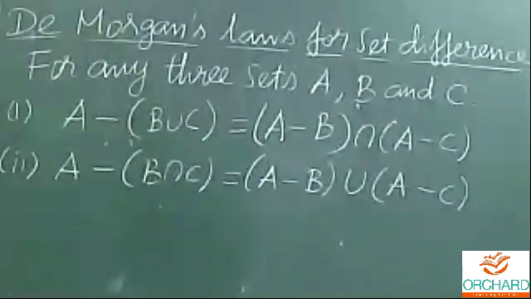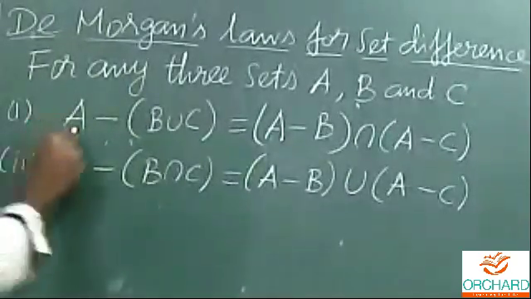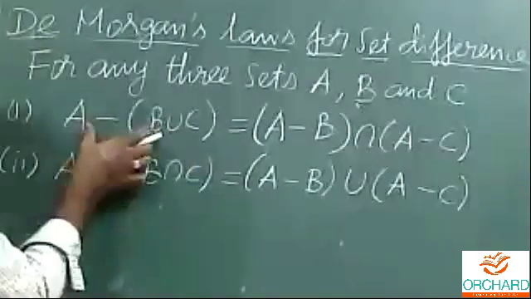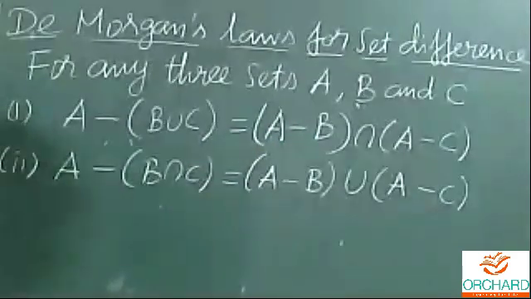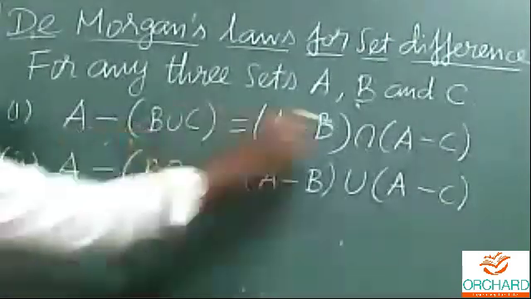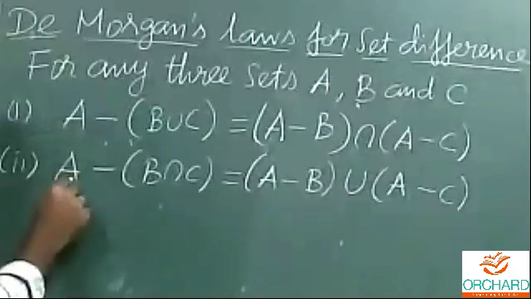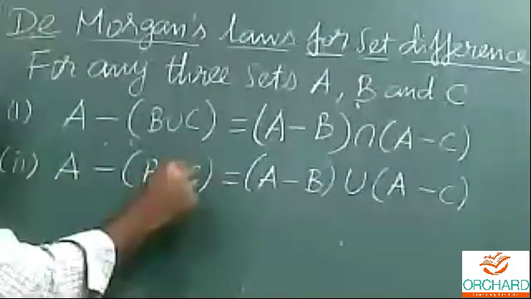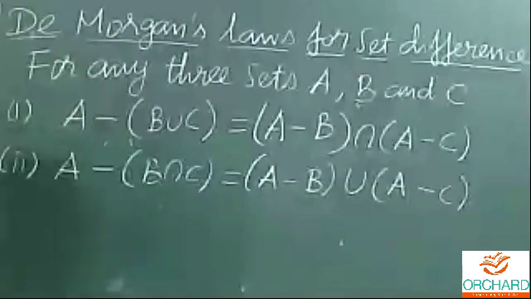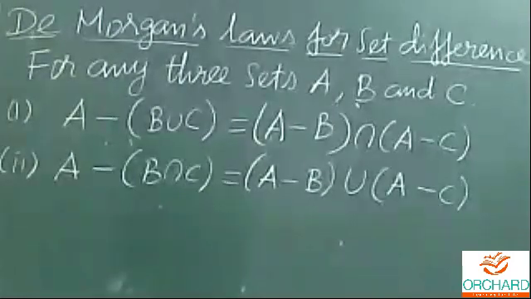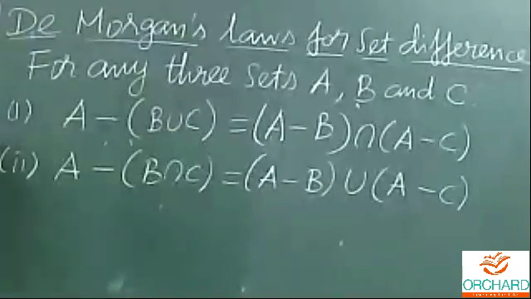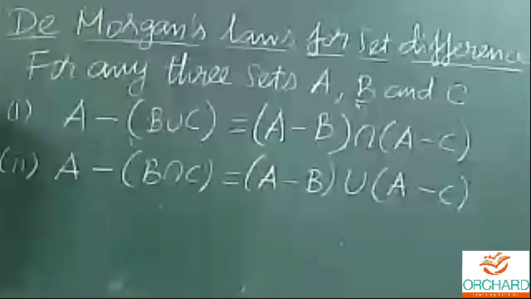Why this law? A difference (B union C) is equal to A difference B intersection A difference C. The union will be exchanged to intersection. Then A difference (B intersection C) is equal to (A difference B) union (A difference C). That's the second one. This is called De Morgan laws for set difference.